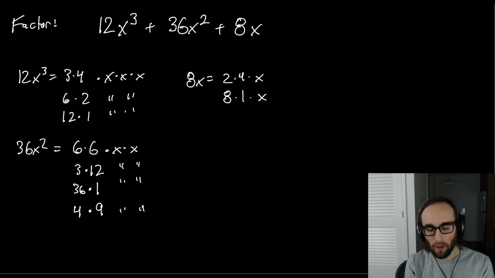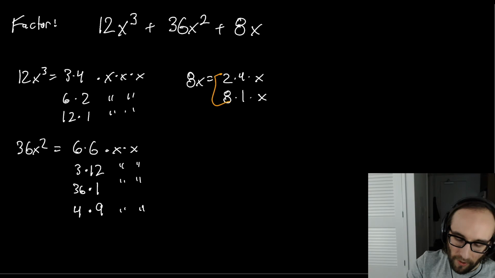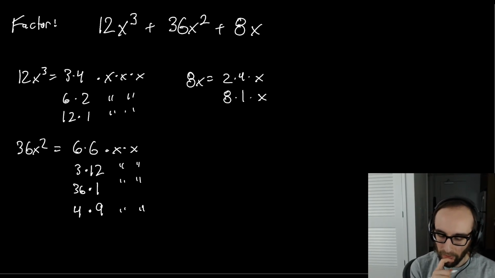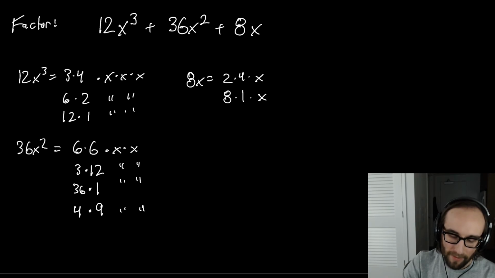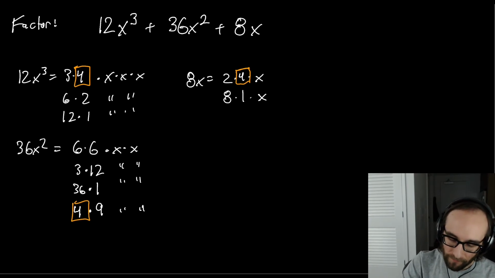Okay, so taking a look at all of these, we want to find the greatest common factor. Probably the easiest one to start off with is the 8x. So here we have 2 times 4 and 8 and 1. They don't all share 8 as a factor. So going down, let's take a look at 4. So we can see 4 is a factor here. 4 is a factor for the 12x to the third. And 4 is a factor down here for the 36x squared. They also share an x. All of them share an x.